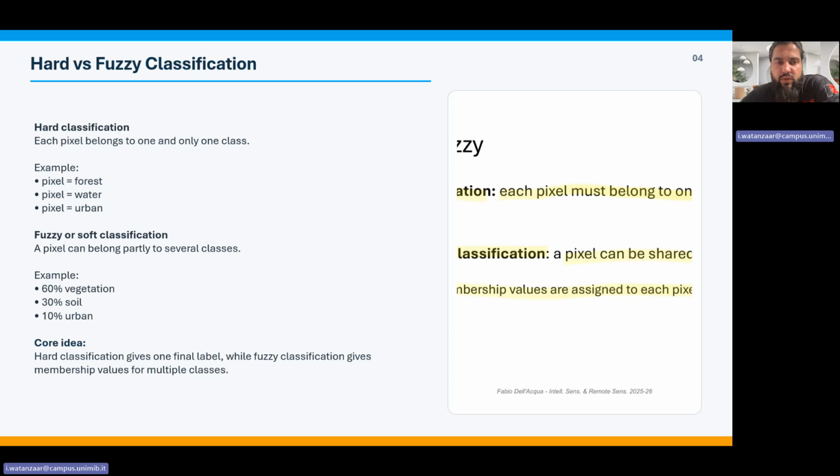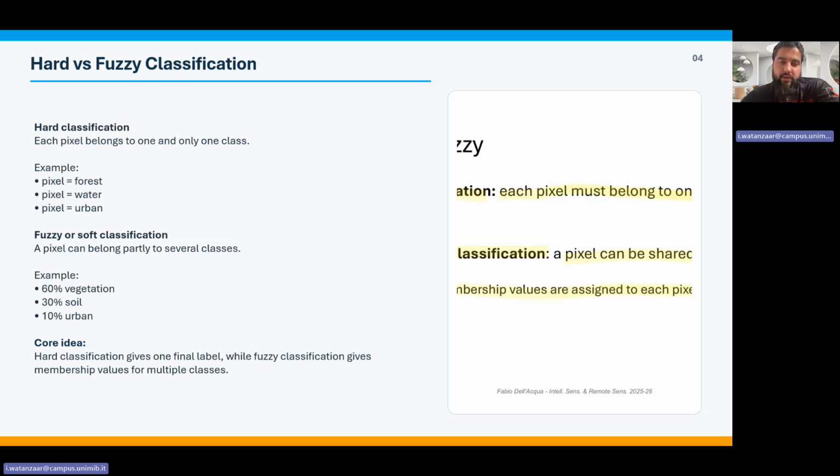And why soft? Because a pixel value can belong partially to several classes. And if it does, then we have a membership value for that. For example, a single pixel can belong 60% to vegetation, 30% to soil, and 10% to urban. And this is also really helpful in remote sensing.